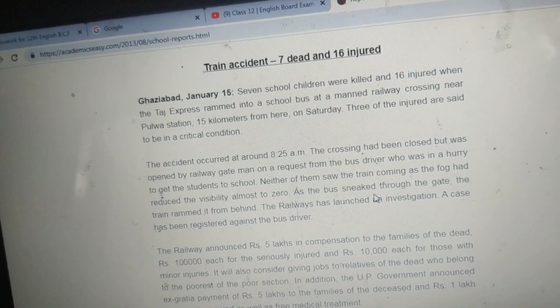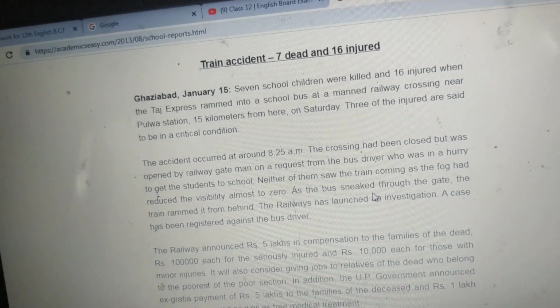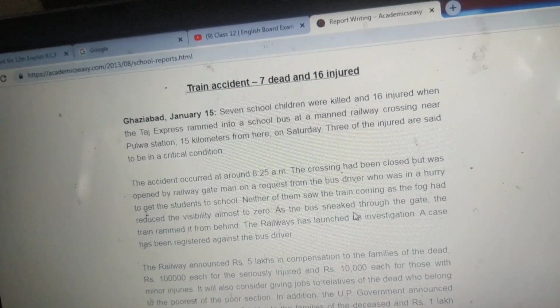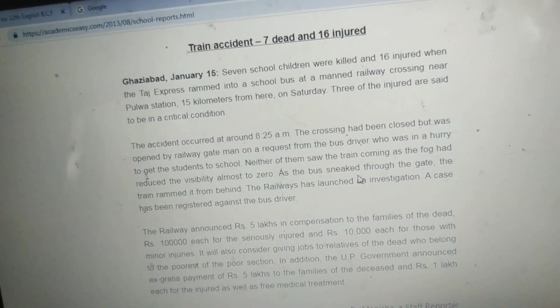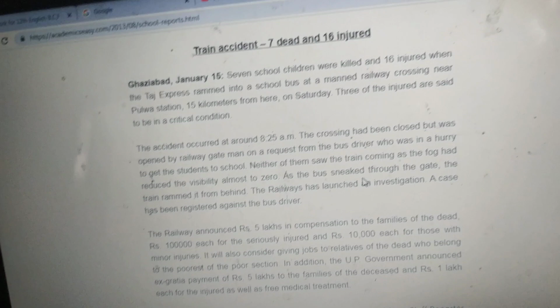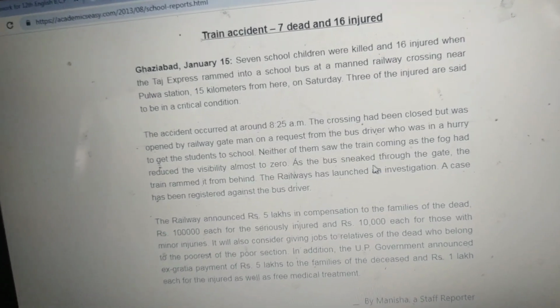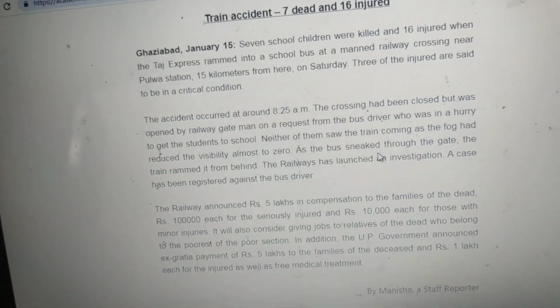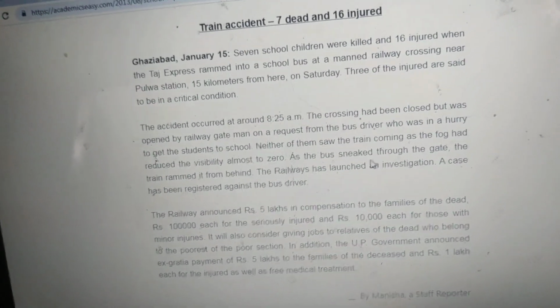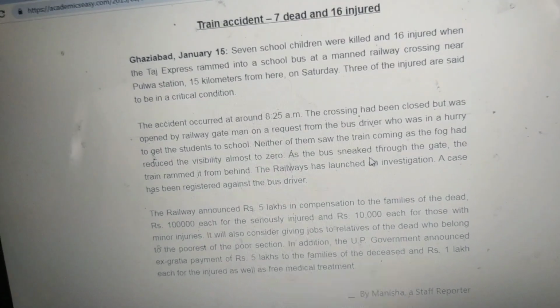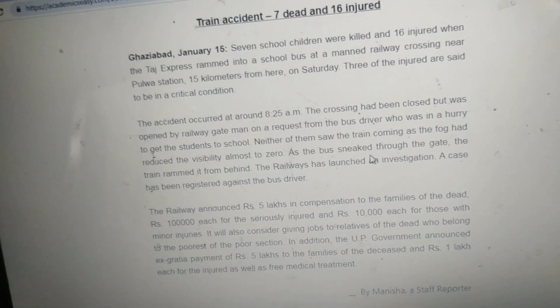15 kilometers from here. So the first line is very clearly precise about the event, the date, the time and the manner. And then the accident occurred, the time is given. Now the reason of the accident. The crossing had been closed but was opened by the railway gate man on the request from the bus driver who was in a hurry to get the students to school. Neither of them saw the train. So all this detail is added.